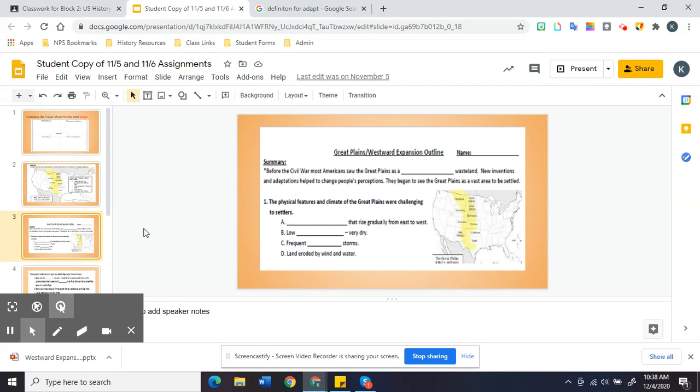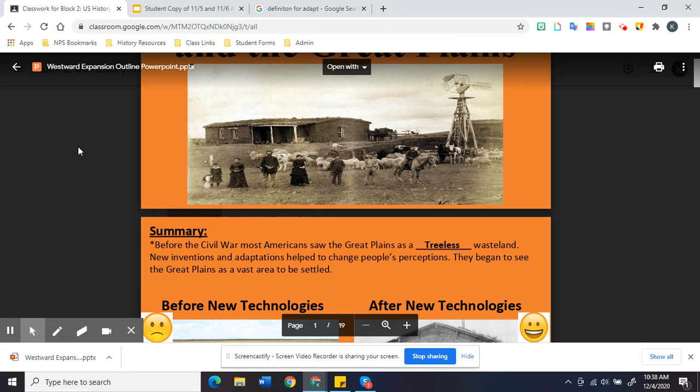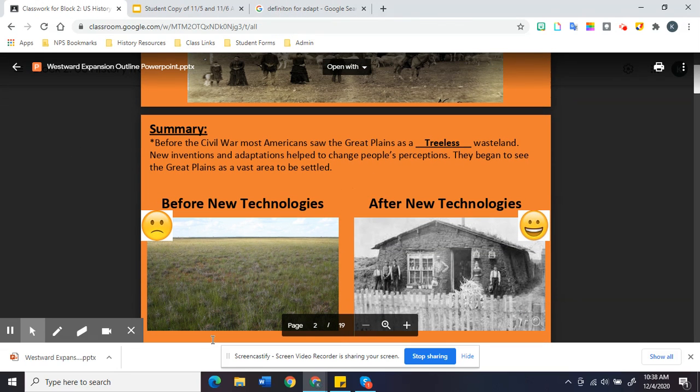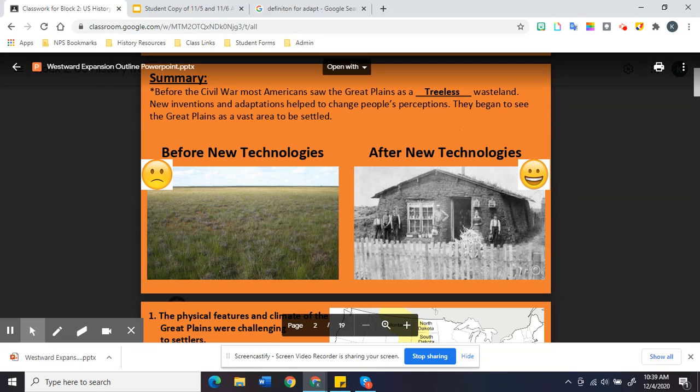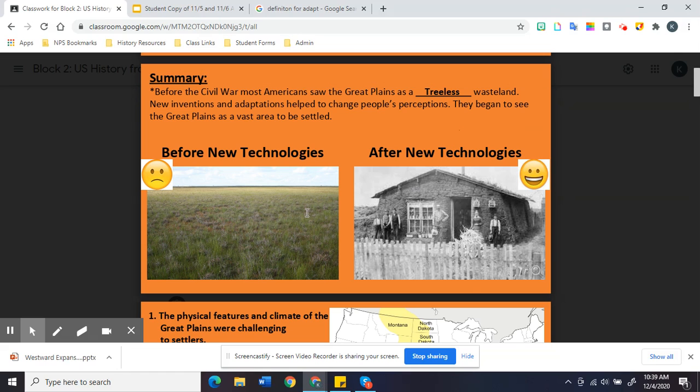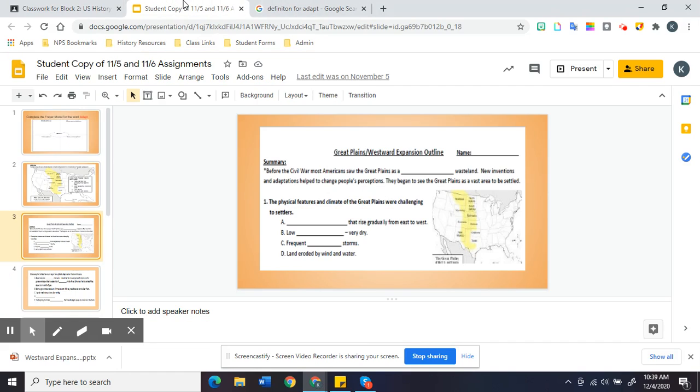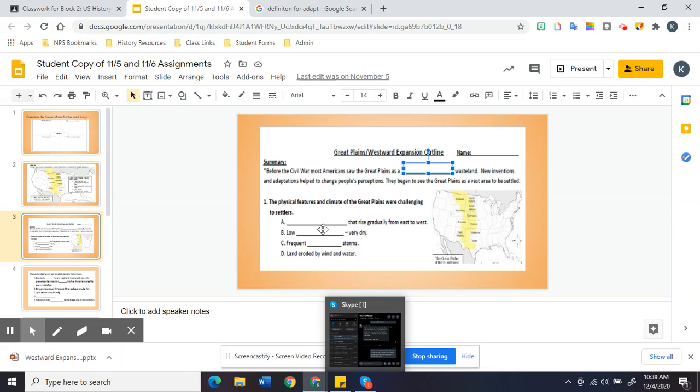Okay. So, our summary. Before the Civil War, most Americans saw the Great Plains as a treeless wasteland. New inventions and adaptations helped to change people's perceptions. They began to see the Great Plains as a vast area to be settled. So, an example of the new technologies was sod houses. Now, you're going to fill in treeless wasteland. So before the Civil War, Americans saw the Great Plains as a treeless wasteland. New inventions and adaptations helped to change people's perceptions. They began to see the Great Plains as a vast area to be settled.